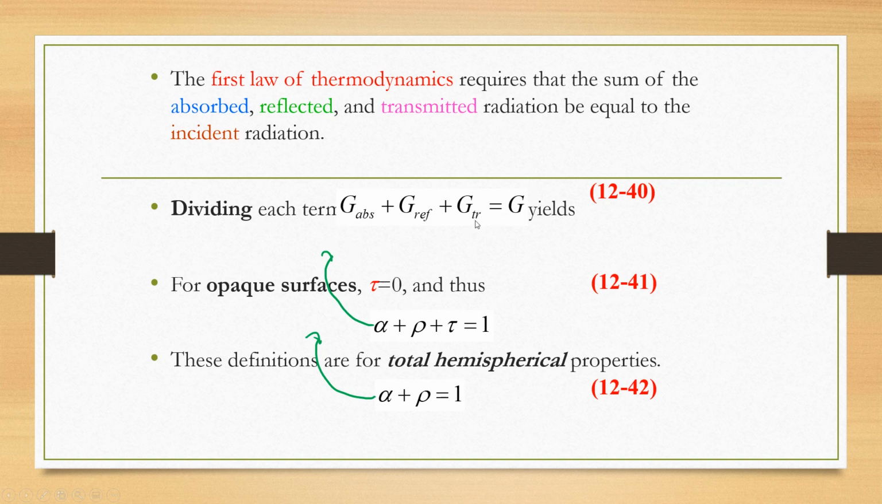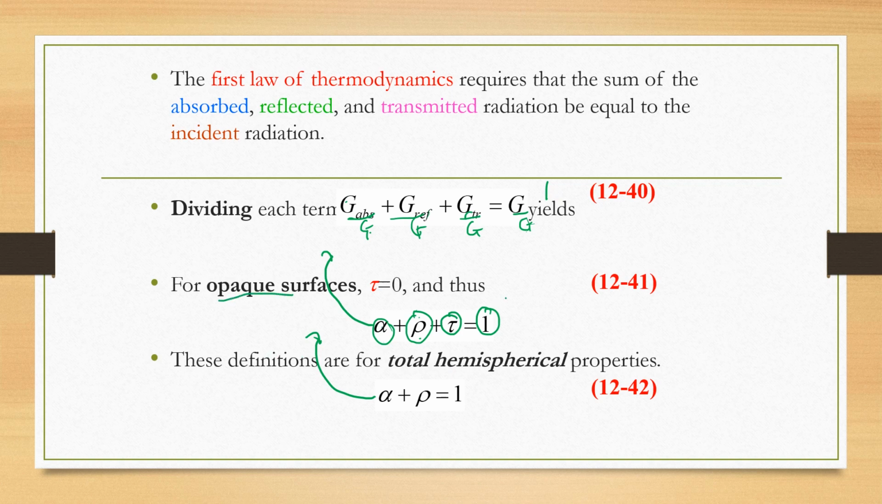If we divide each term with G, we will get alpha. G over G is 1, G transmissivity over G will be tau, G reflectivity over G will be rho, and G absorptivity over G will be alpha. So absorptivity plus reflectivity plus transmissivity is equal to 1.